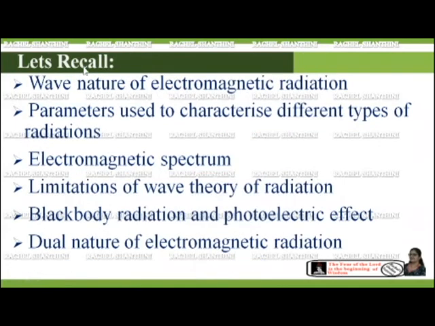Students, let's recall all the topics that we have discussed in this session. We have discussed the wave nature of electromagnetic radiation, parameters used to characterize different types of radiations, electromagnetic spectrum, limitations of wave theory of radiation, black body radiation and photoelectric effect, and dual nature of electromagnetic radiation.